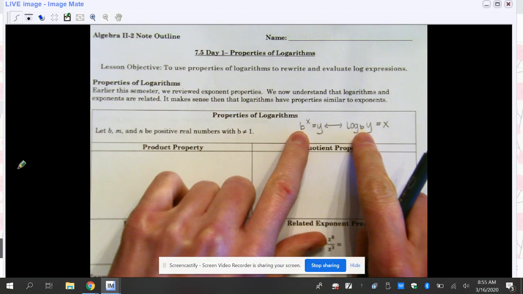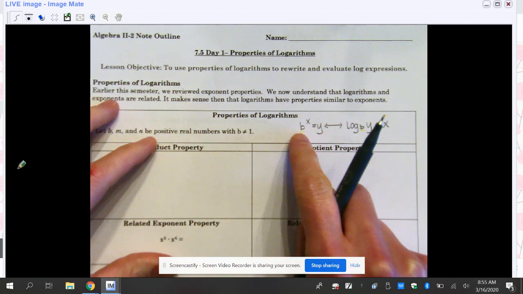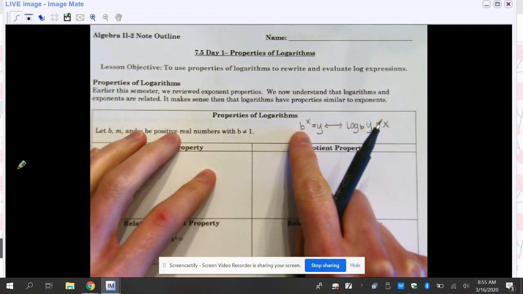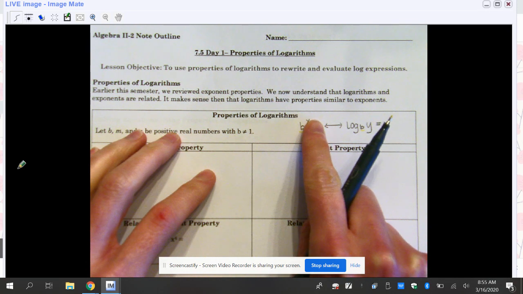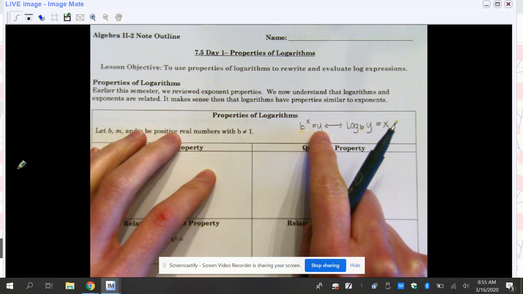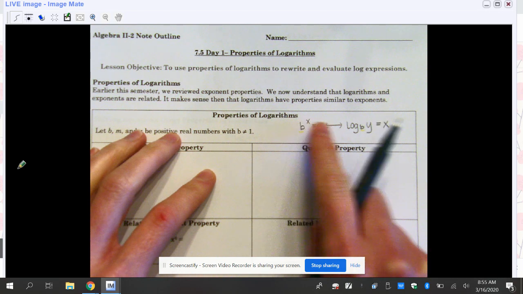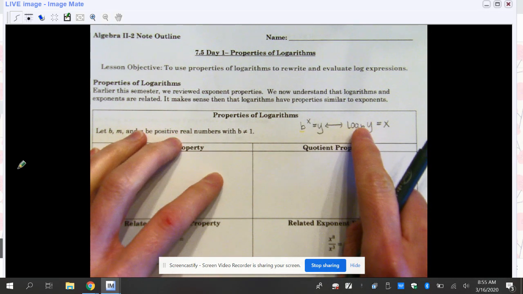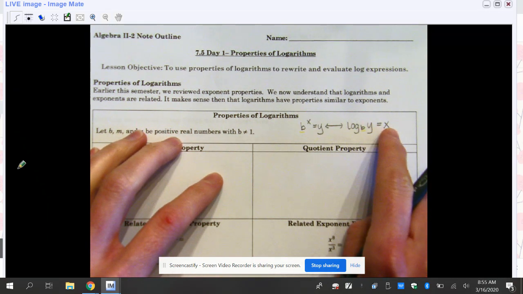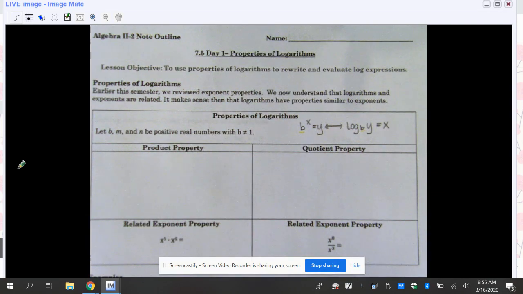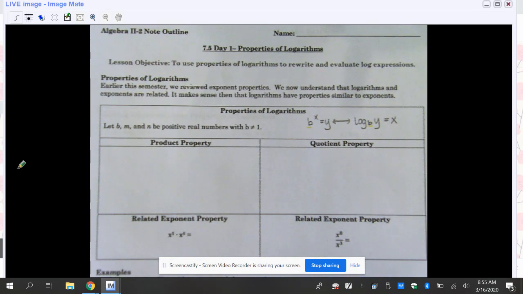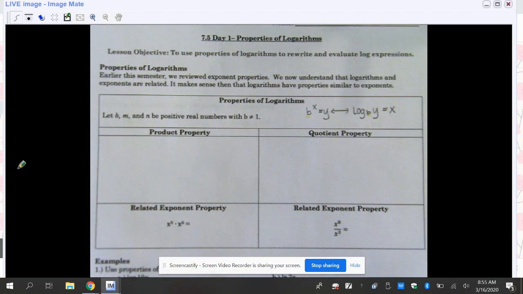That's always going to be the case. When you're going to rewrite it, if you watch, I'll go this way first. You always start and you go around and then back: log base b of y equals x. And when you're going this way, you would do the same thing: b to the x equals y. You're always going back and forth between those two forms. There's plenty of examples of that in the notes from Friday. Right now, I want to keep this video as short and sweet as possible, so we're going to jump right into these first two properties.